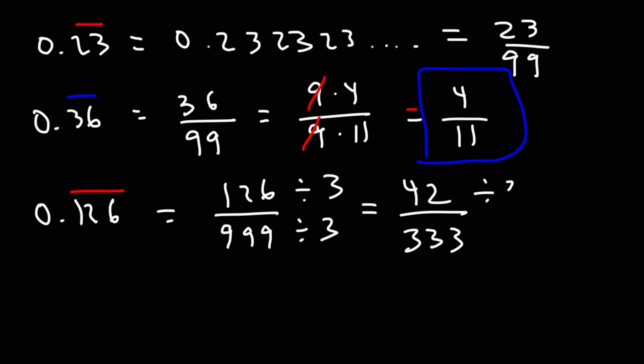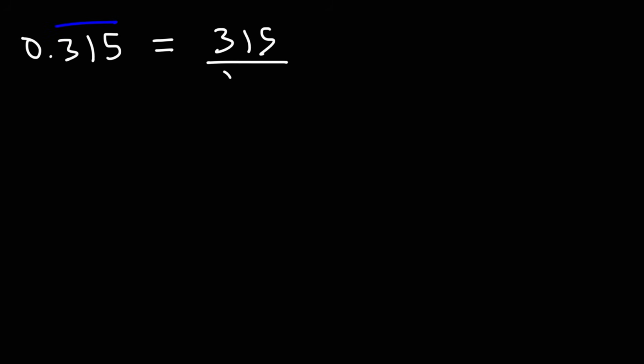And it turns out that we can divide both numbers by 3 again. 42 divided by 3 is 14. 333 divided by 3 is 111. So the final answer is 14 over 111. Let's try another one like that. Let's reduce 0.315 repeating. So first we can write this as 315 over 999.